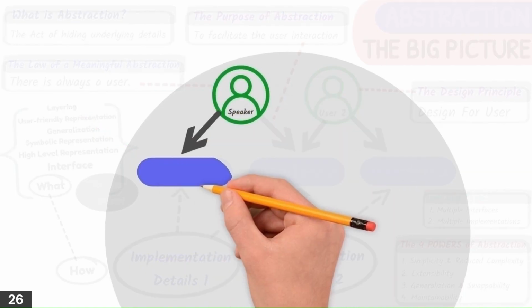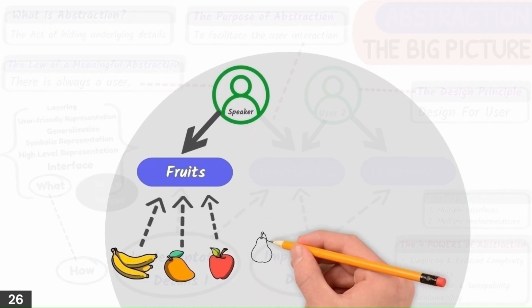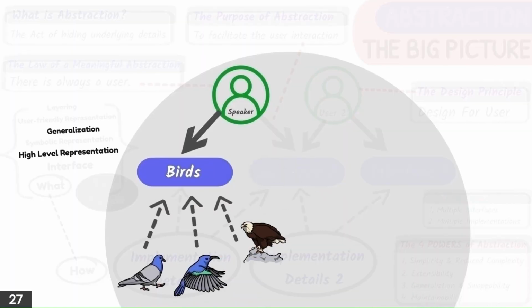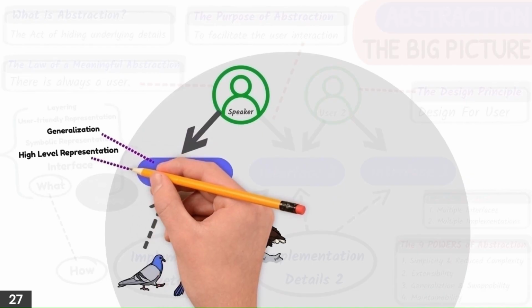When you think in terms of fruits, instead of naming each one individually, that's a conceptual interface. And it also gives you the ability to generalize or see a high-level representation of a whole category. Same with birds. These are examples of abstraction best understood through the lens of generalization or as a high-level representation.